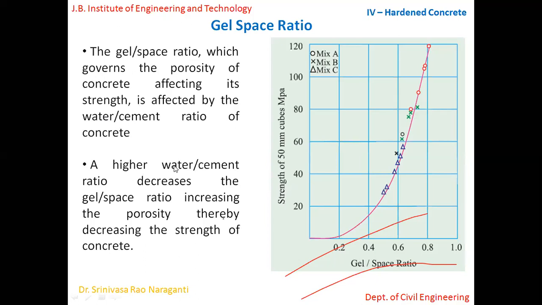The moment I have more of water, that creates more voids, more pores in the concrete. That means I have more space created. That's the relation. I have more water, and more pores are created. That means my gel space ratio goes down. In the sense, when I have more water cement ratio, I'll have less gel space ratio. The moment I have less gel space ratio, I'll end up getting less compressive strength. That's the relation between water cement ratio, gel space ratio, and the strength of the concrete.